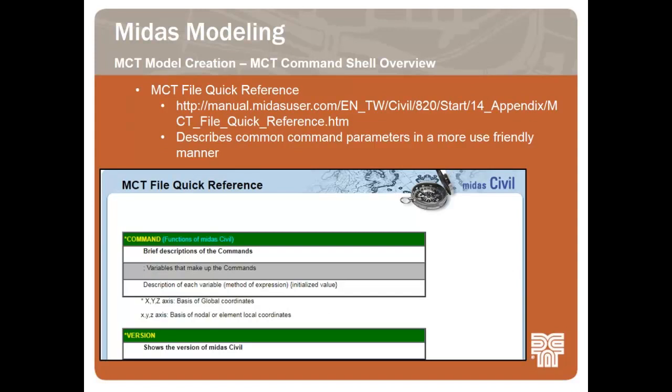There's some good references out there for MCT files. There's the MCT file quick reference, which is listed here. This doesn't have every command, but it has the majority and most commonly used commands. This is very helpful because it describes it in more common language than within the MCT file. So it helps explain what each parameter is and what it's used for. There's also several other resources out there that you can obtain by Googling.